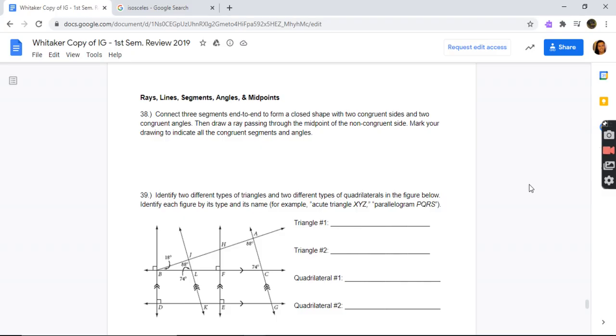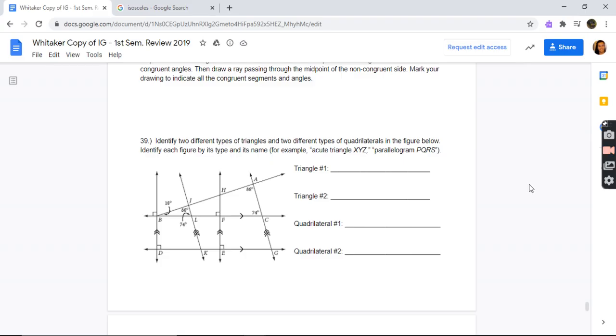Draw lines, segments, angles, and midpoints. Connect three segments end to end to form a closed shape with two congruent sides. Then draw a ray passing through the midpoint of a non-congruent side. Mark your drawing to indicate all the congruent segments and angles.